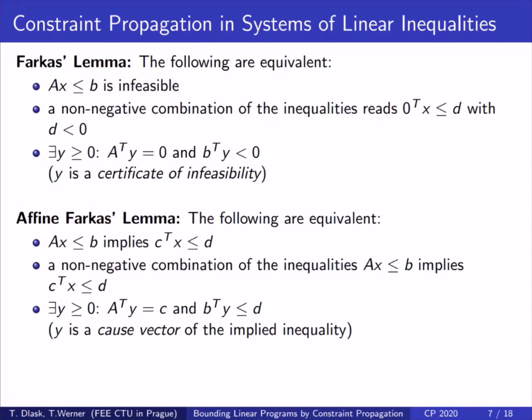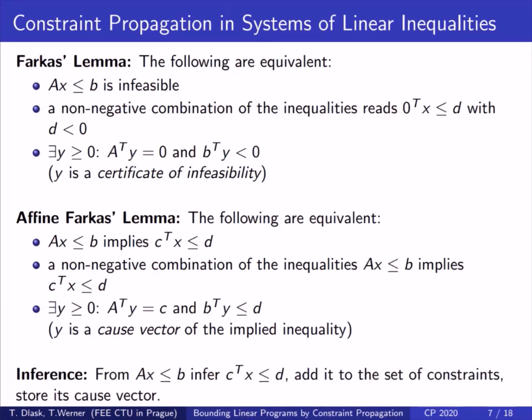There also exists a variant of this lemma for inference, called the affine Farkas lemma. A system of linear inequalities implies a given inequality if and only if it is implied by a non-negative combination of the original inequalities, which happens if and only if there exists a vector y with the shown properties which encodes the inequality and will be called the cause vector of the implied inequality.